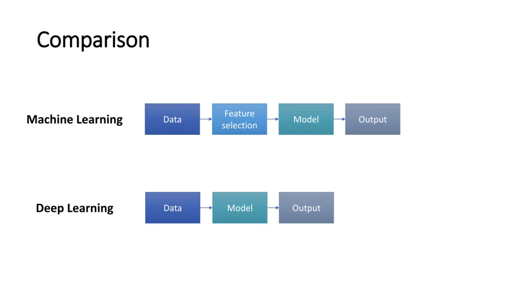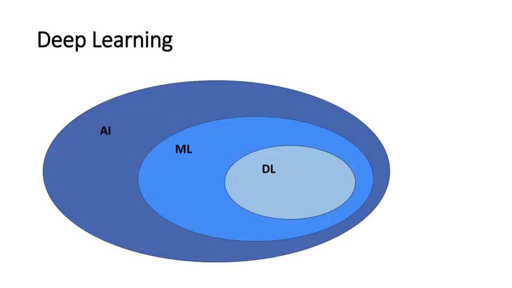So what are the comparisons? Machine learning and deep learning. In machine learning, you basically just choose the data and then select the features, then train the model, and then you have your output. Deep learning has another approach: you have the data, you apply a model, and the model is doing basically everything, and then you receive output.